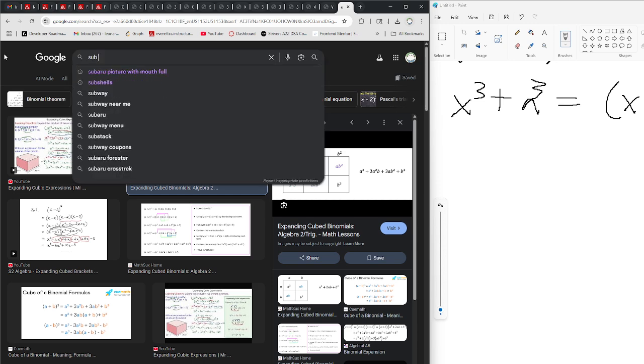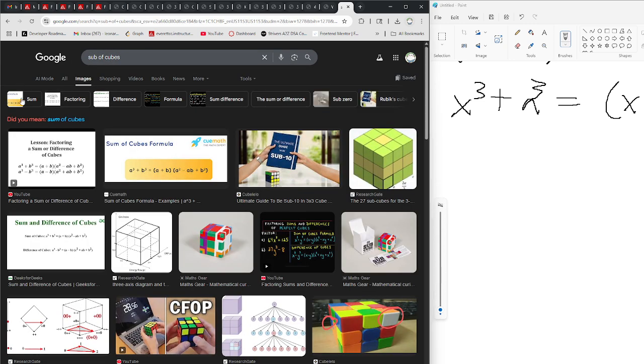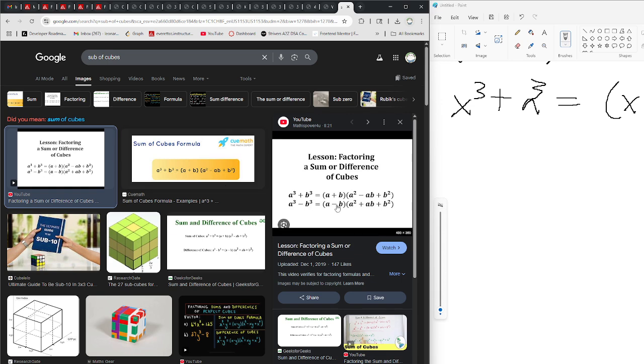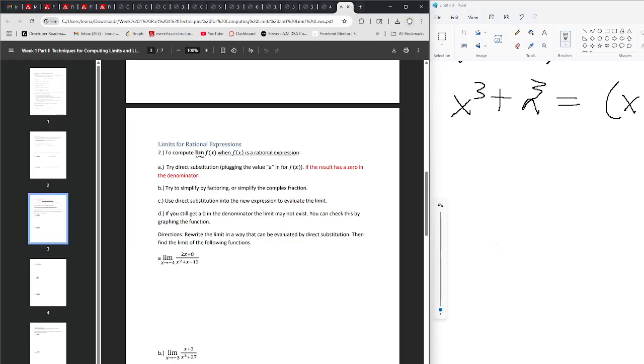Wait. Sum of cubes. Okay, I was close. I was close. A plus b, a squared minus ab plus b squared. Okay.